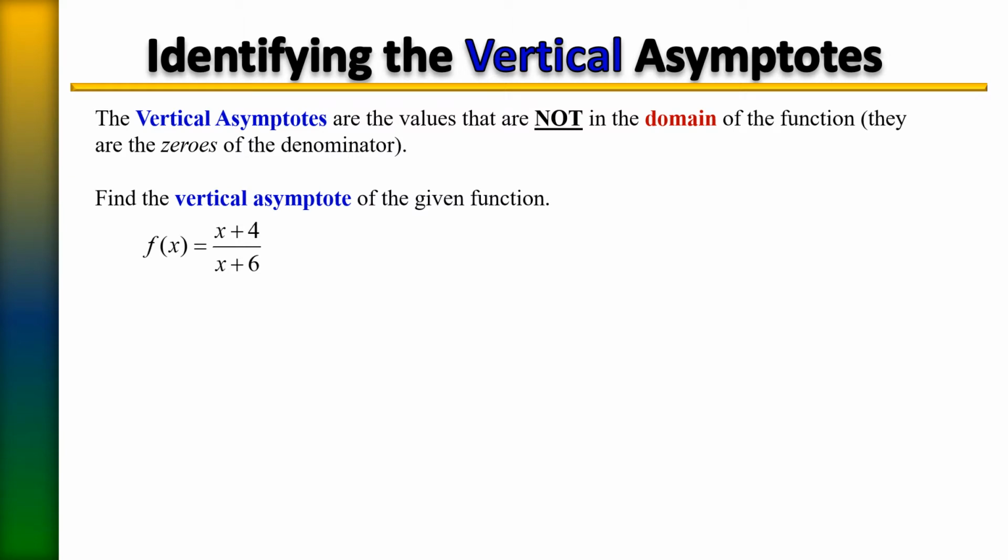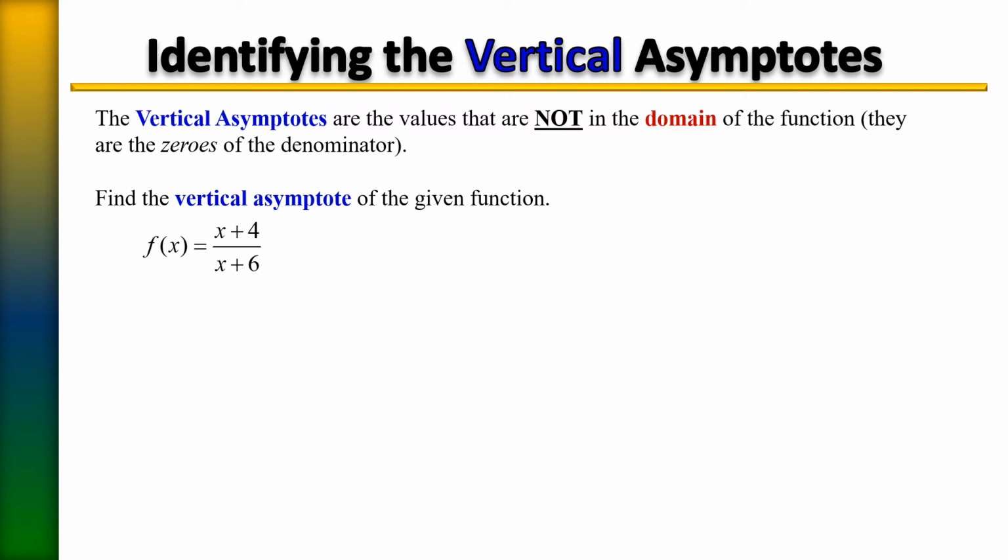So to find the vertical asymptote, all you have to do is take the denominator, set it equal to 0, and solve for x, and that will identify the values that are restricted from the domain of that rational function, because it is there where your vertical asymptotes will occur. So let's go ahead and do that.